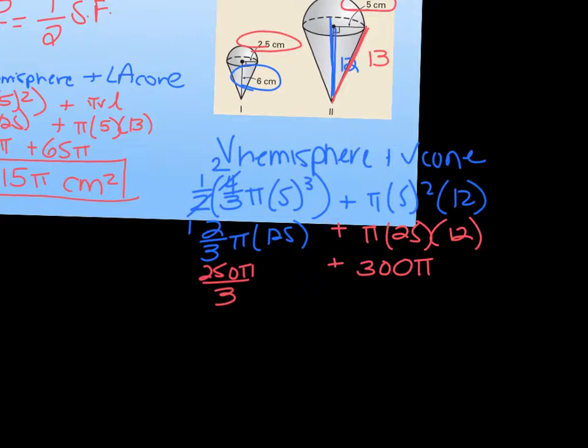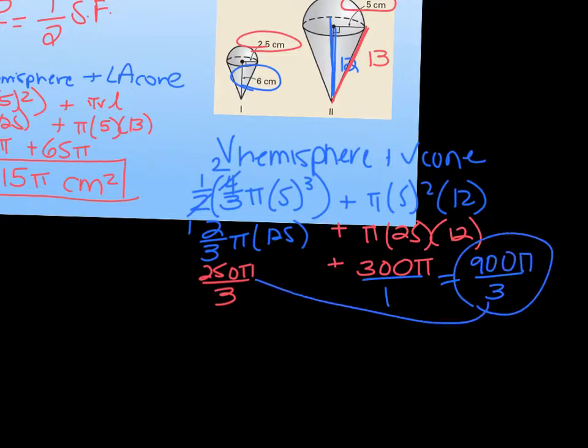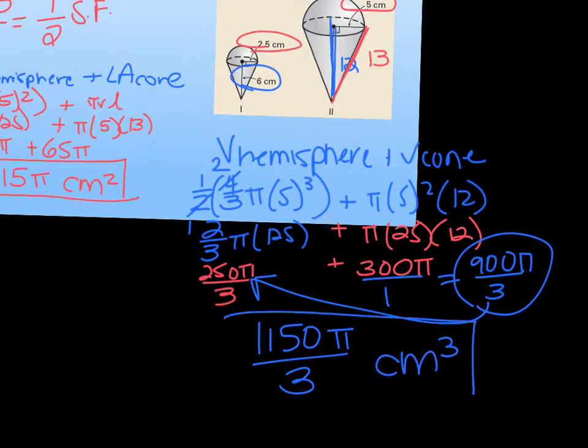pi. And then I want to add these two together, so I give them a like denominator. If this is over 1, to make it over 3, this would be 900 pi. Add this to this, I get 1150 pi over 3, and it would be centimeters cubed.